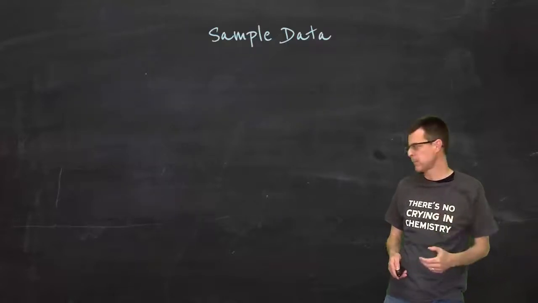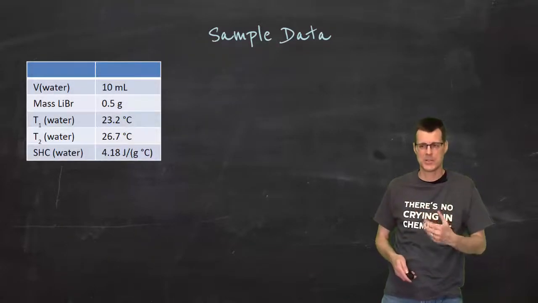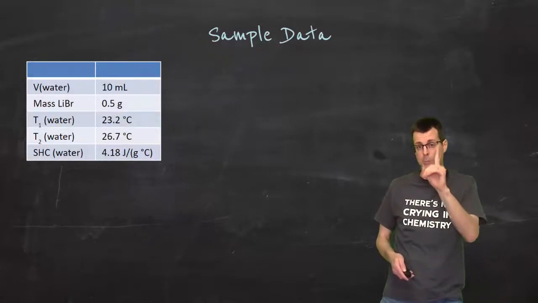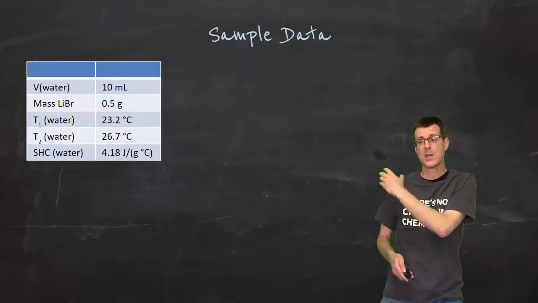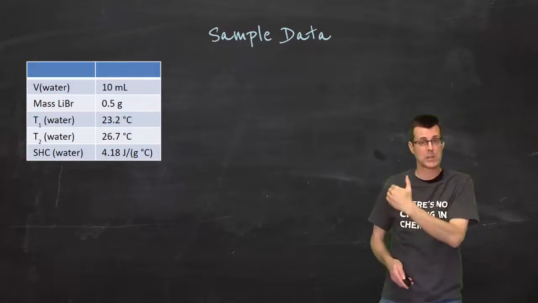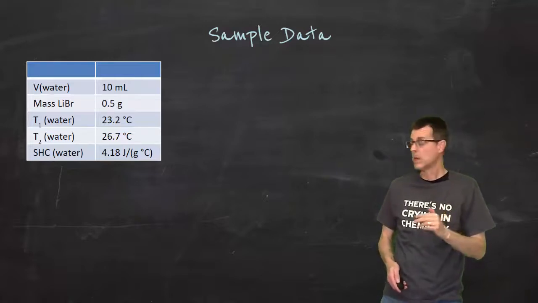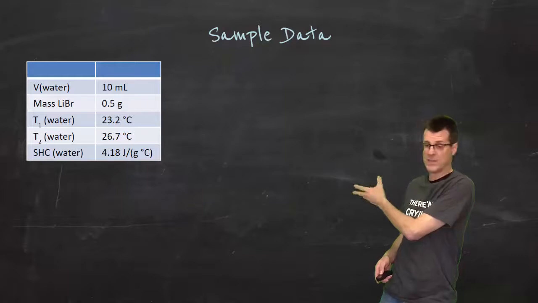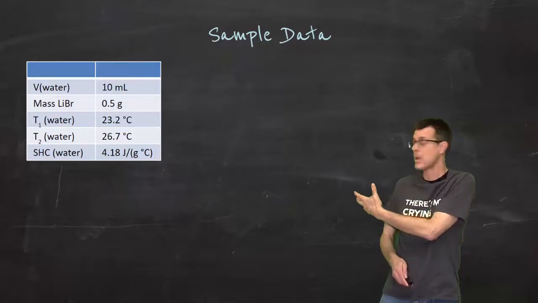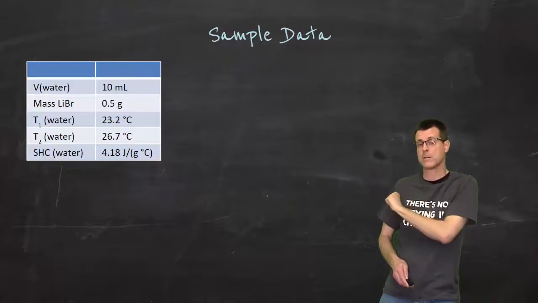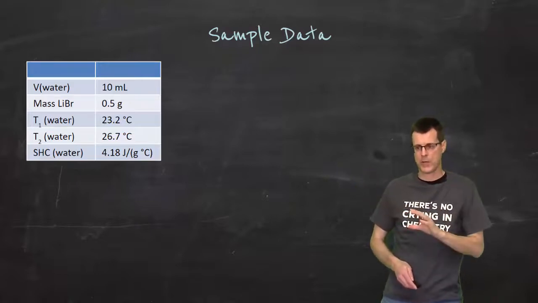Okay, so we'll do an example. Data that we're going to take is going to end up looking something like this. We'll have a volume of water. However, nowhere in our formulas did we use volume, but we'll use, in this case, 10 milliliters. 10 milliliters of water has a mass of 10 grams. We'll have a mass of, in this case, lithium bromide, but we'll have a mass of some system. We're going to leave that till later, so ignore the 0.5 grams for a moment.